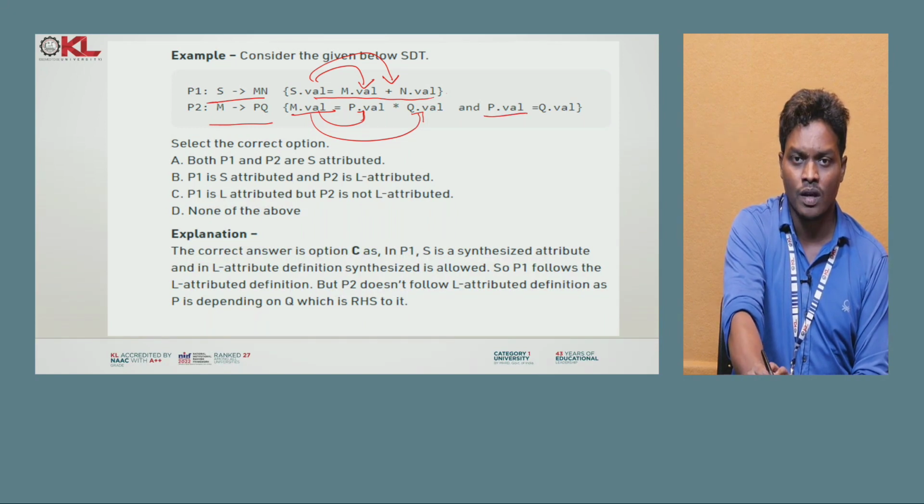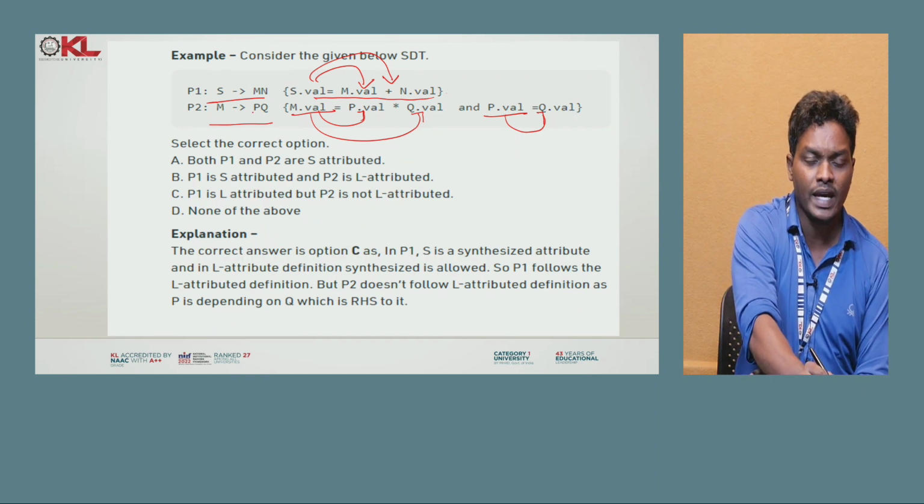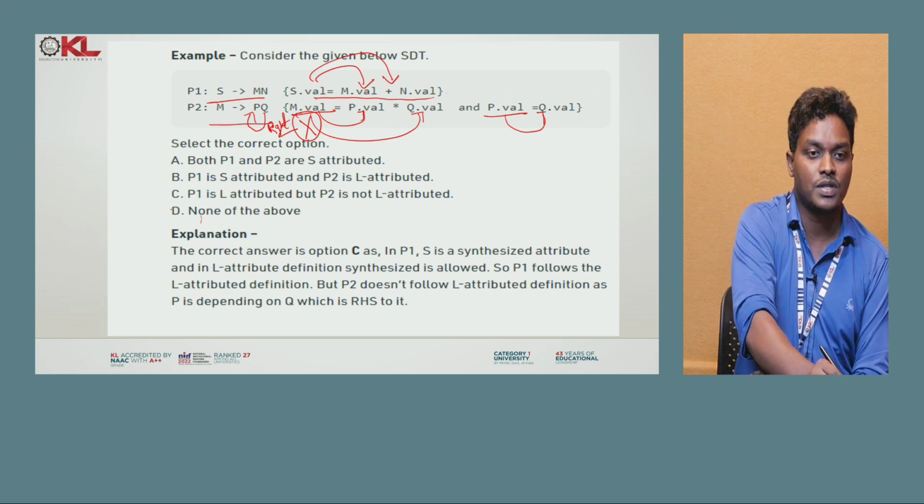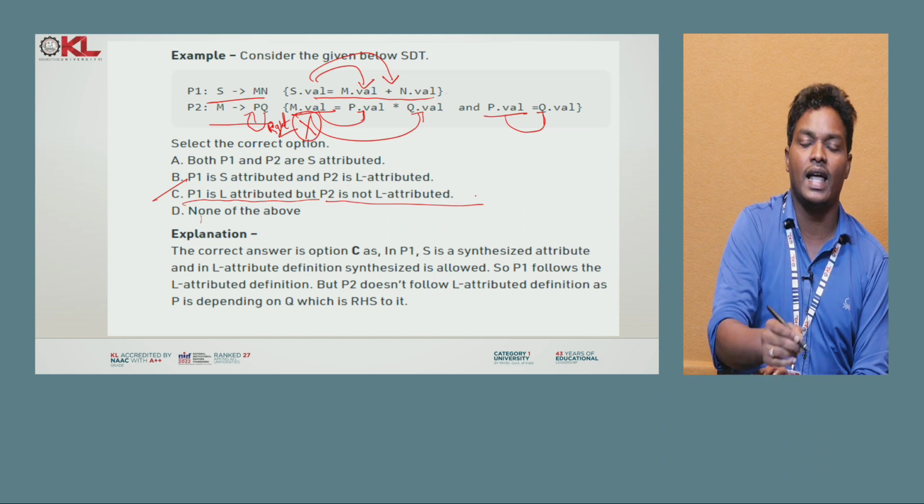But see here, P dot value is equal to Q dot value. That means P is taking a value from Q, which is a right sibling. Is it allowed in the L attribute? It is not allowed in the L attribute. So what is the correct option? Option C here. P1 is an L attribute, but P2 is not an L attribute.